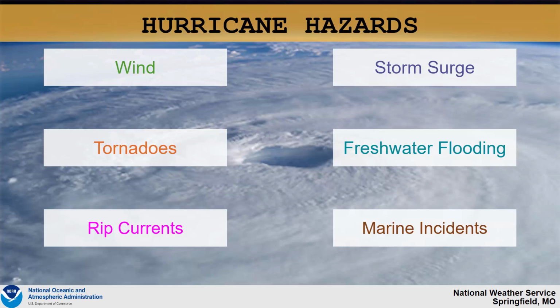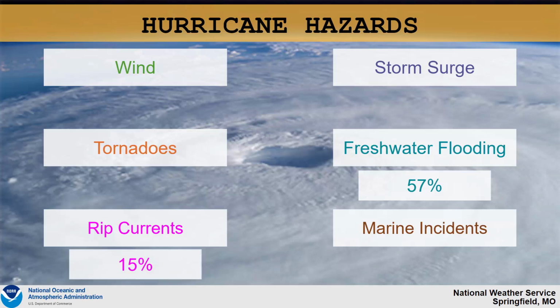Well, many people would think wind, since the category is based on wind speed, and others would say tornadoes, since tornadoes do create a lot of damage. But the answer is actually freshwater flooding at 57% of hurricane fatalities. This means that the rainfall alone creates a deadly flash flooding threat.